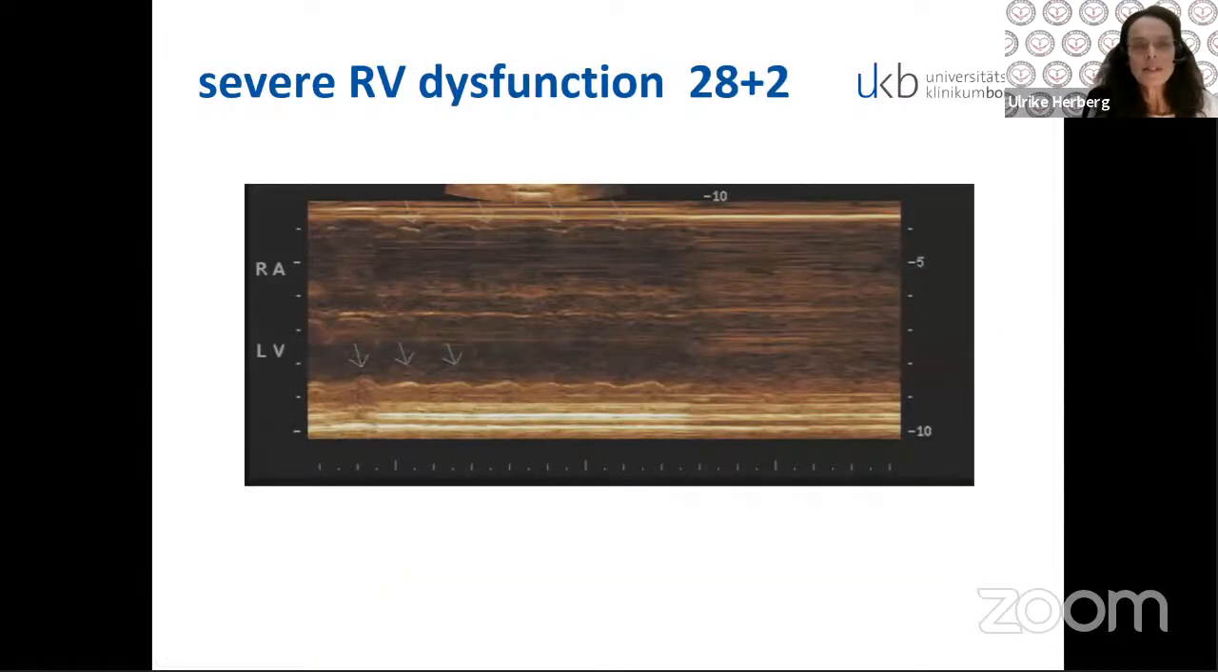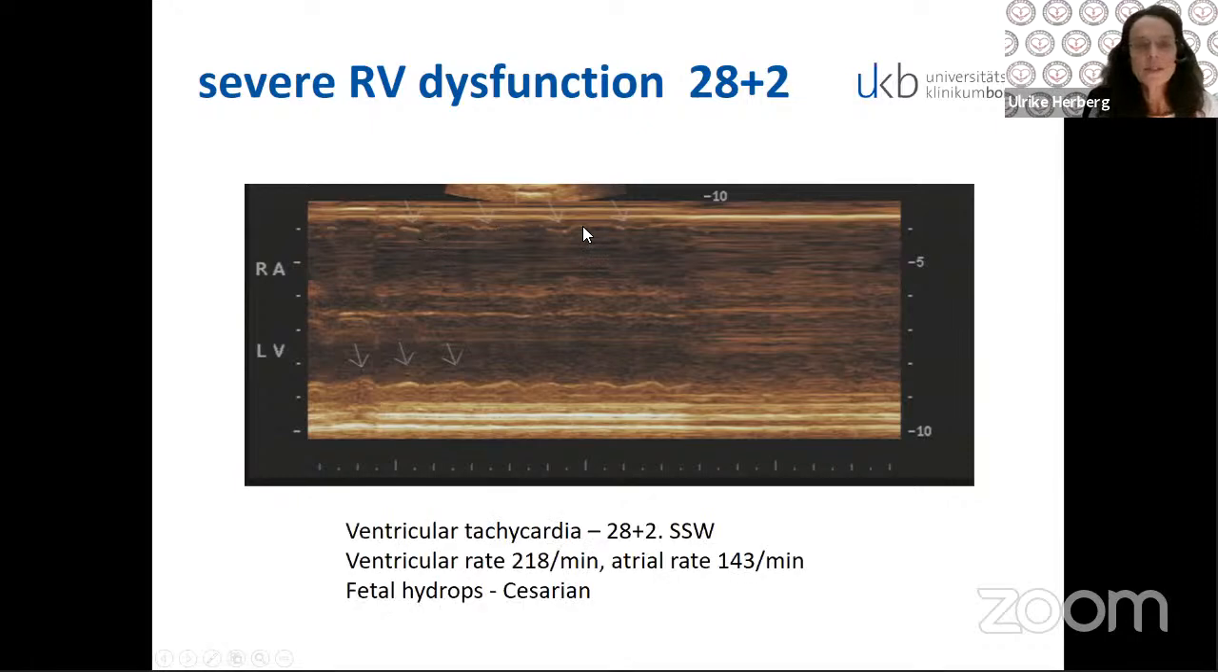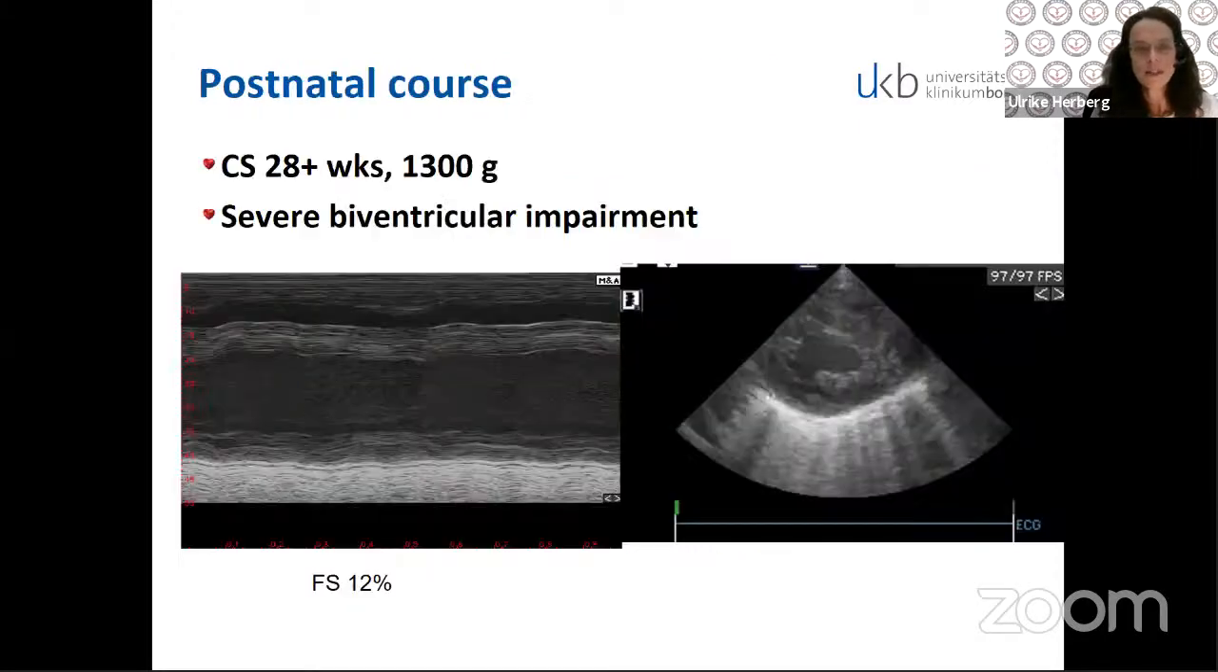On M-mode, at 28 plus 2 weeks of gestation, the fetus showed this pattern. This is the right atrium, this is the left ventricle, and obviously the left ventricle has a faster rate than the right atrium. So this fetus had ventricular tachycardia with a ventricular rate of about 218 and an atrial rate of about 143, and due to fetal hydrops, a cesarean was performed.